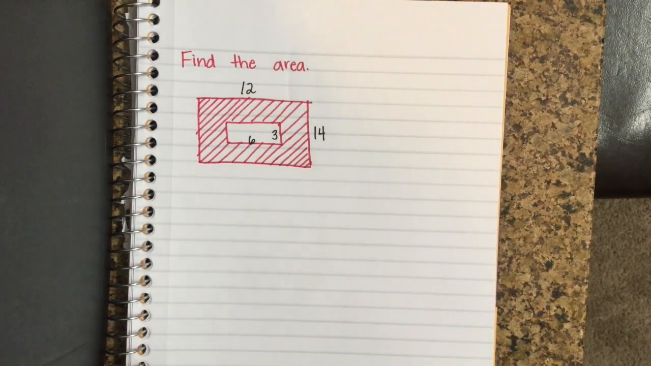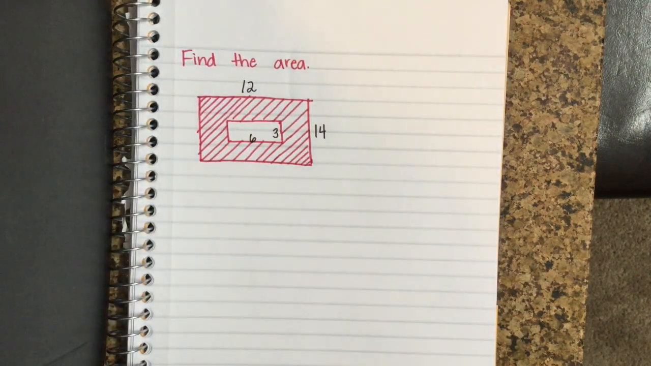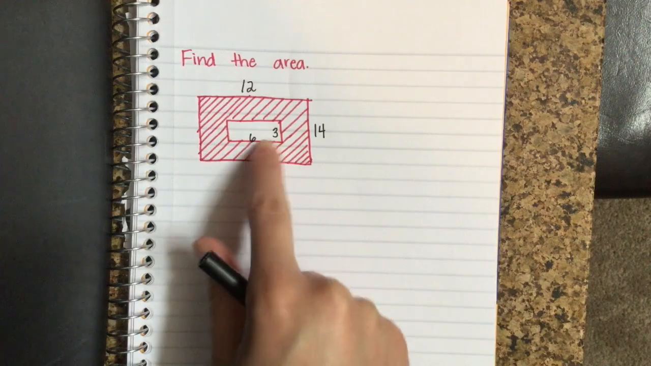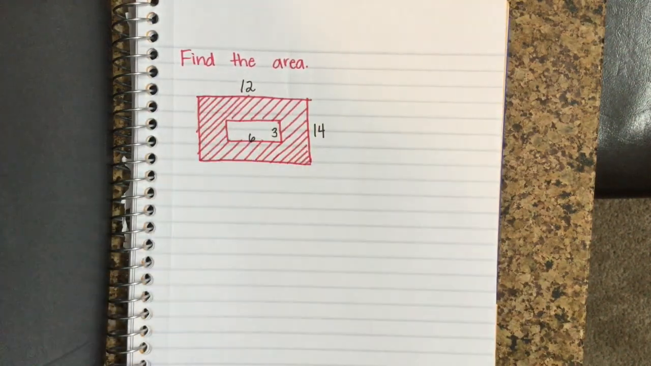Here's our next and last example for today. So we have this big rectangle, and then we have a small rectangle inside, but right now we want to find the area only of the shaded pieces.